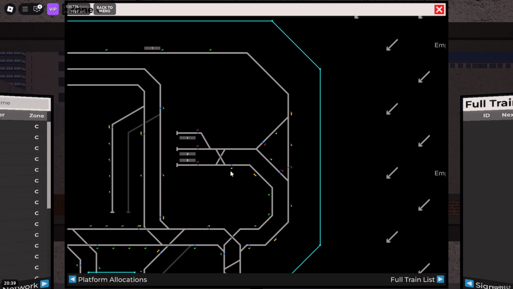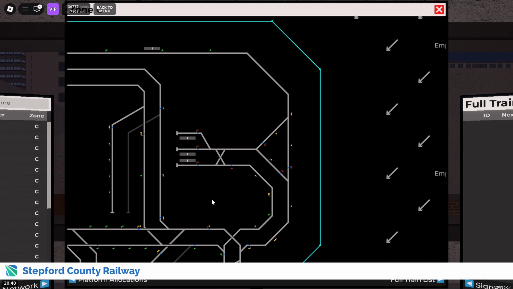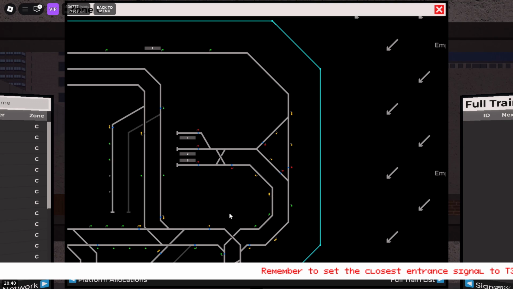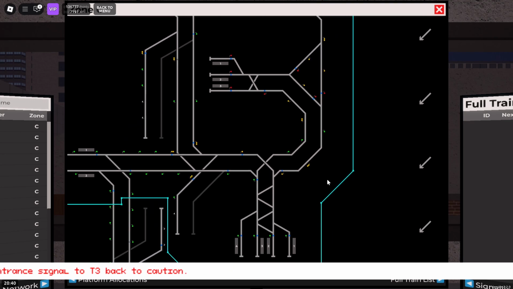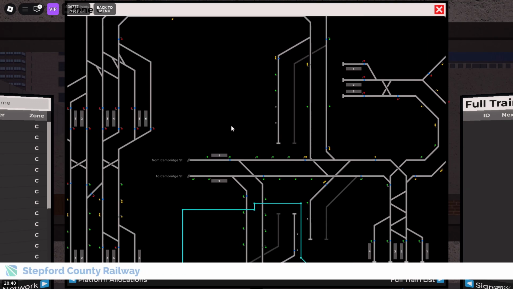Now, in small cases, a train may do a Terminal 1 to Terminal 3. In this scenario, we have to set this to danger and set this to proceed. That way we don't have any problems here. These do conflict. The train will come from Terminal 1 and terminate at Terminal 3. Very, very easy.